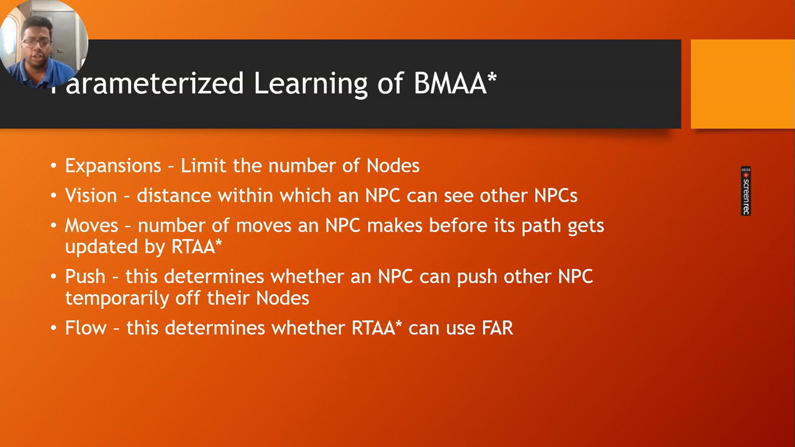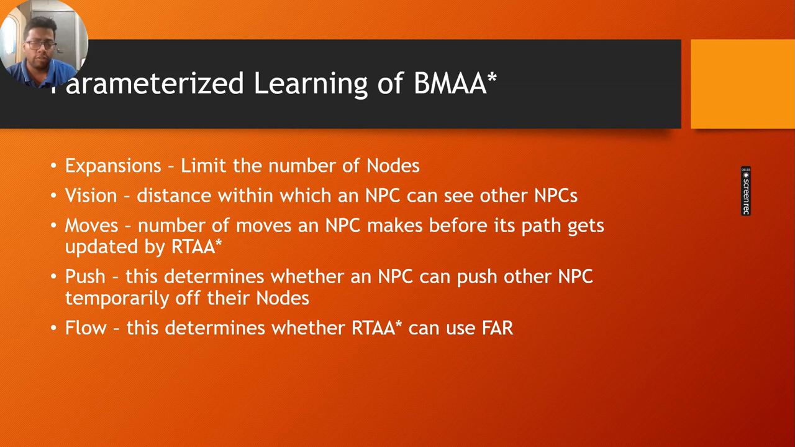For the parameterized learning of BMA A star, there are 5 parameters. The expansion puts a limit on the number of nodes which can be expanded. The vision gives the maximum distance up to which an NPC can see other NPCs. Then moves gives the number of moves an NPC makes before its path gets updated. In other words, this gives the amount of time the AI agent has to calculate its updated solution. The final two parameters are Boolean parameters.